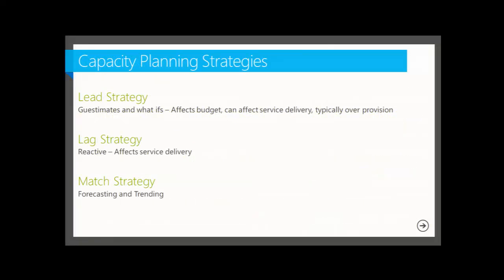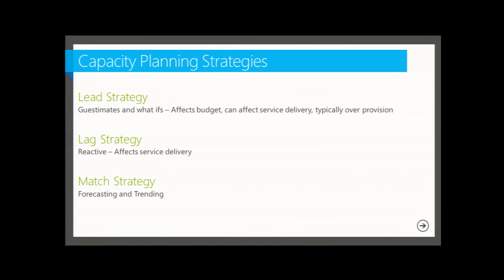So let's look at a couple of capacity planning strategies. There are three main ones. We have a lead strategy, which is really what we were looking at in the beginning with that little exercise. This is where we're adding capacity ahead of time, based on what we think a particular system needs or what we think the business is going to need. It's not based on fact; it's based on best estimates. Quite often this can affect service delivery within an organization, and it can lead to under or over provisioned services.